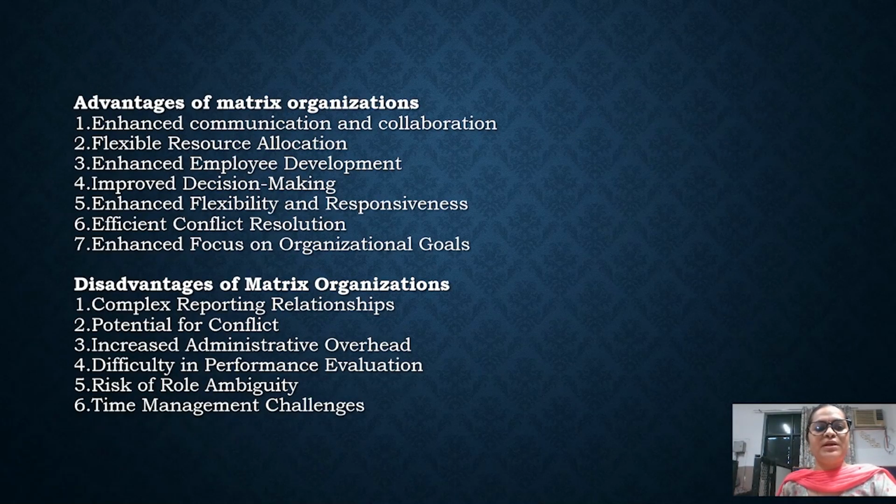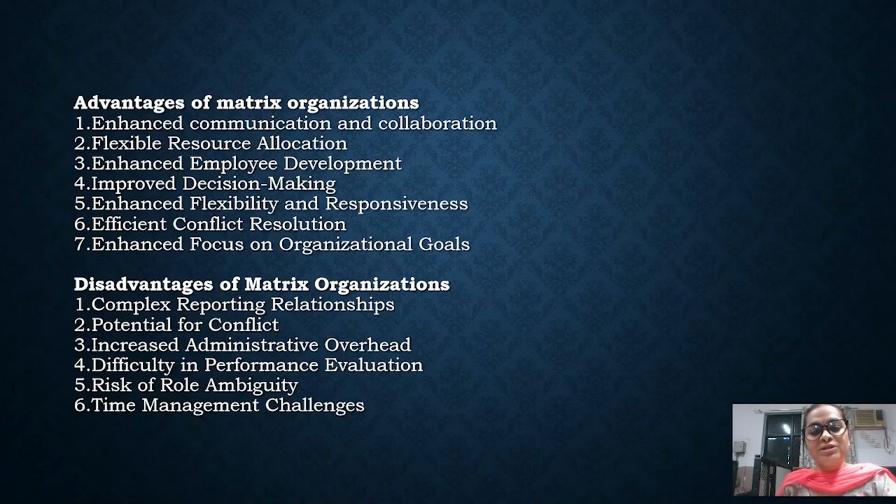So the next topic is advantages of matrix organization. First is enhanced communication and collaboration, which means that the matrix organization promotes the formation of cross-functional teams where members from different departments collaborate on projects and are able to learn different skills, right? It will encourage the sharing of diverse perspectives and expertise, which will lead to more innovative and well-rounded solutions.